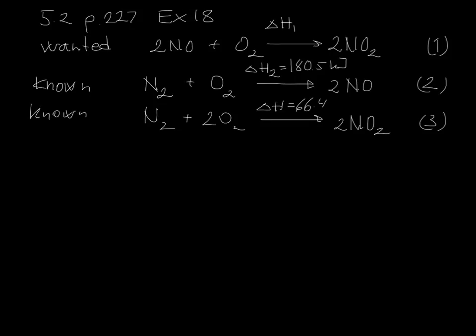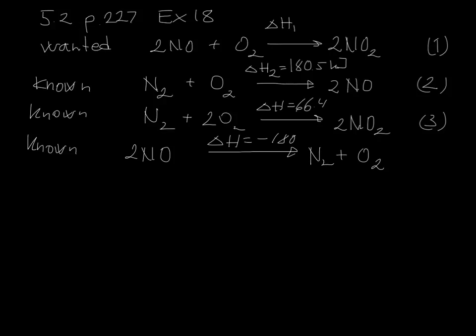We must change the direction of this reaction. So I'm going to write another reaction now, number 4. And that is known as well. It's number 2, but in the opposite direction. So I'm writing 2 nitrogen oxide giving nitrogen plus oxygen. And the enthalpy change of this reaction has the same value as number 2, but opposite sign. So it's minus 180.5 kilojoule. Okay, now we can call this number 4.